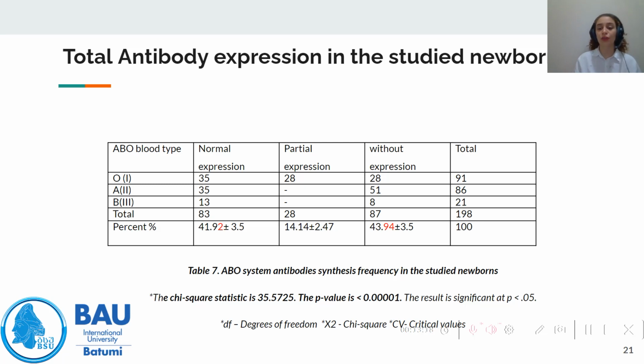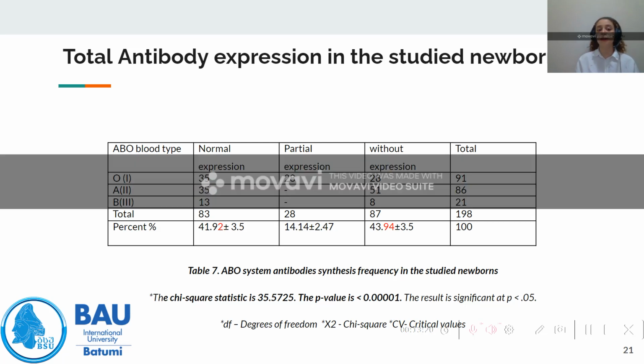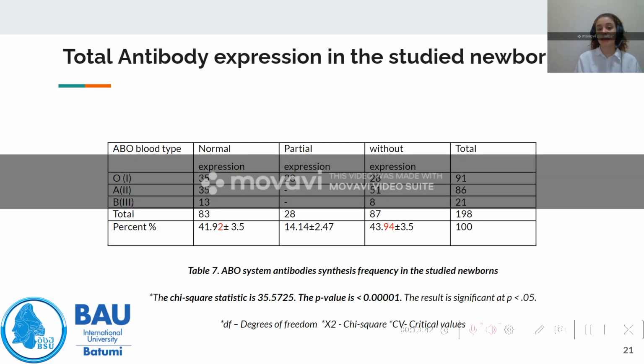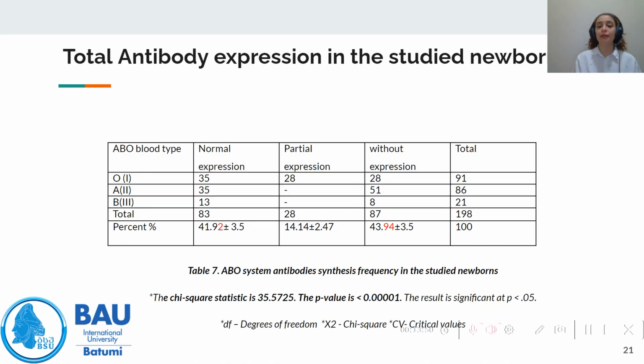And we wanted to see the total of this expression compared to what is normally expected. We calculated the sum of all the groups that we have, A, B, and O. Totally, we saw that only 35 of the samples of the O blood group had the normal expression. Partial expression was seen in 28 of the O blood group. Partial expression means that it only expressed A or only expressed B, not both of them. And we saw that 28% of our samples were without expression of any antibodies.